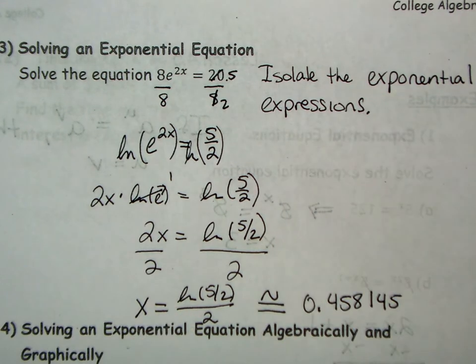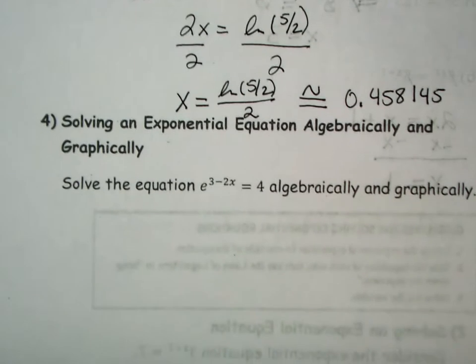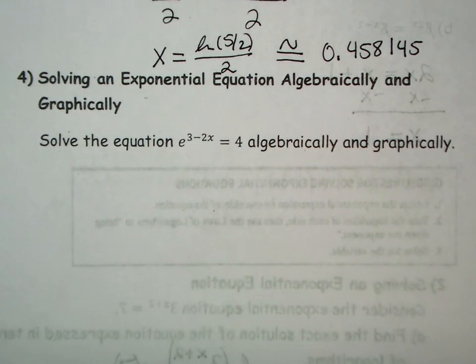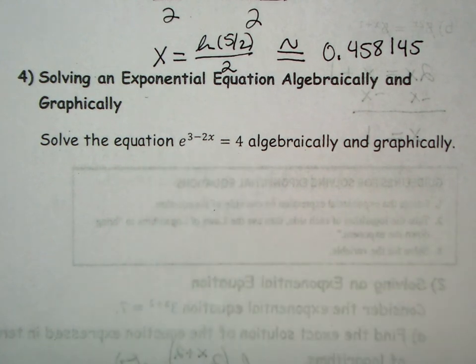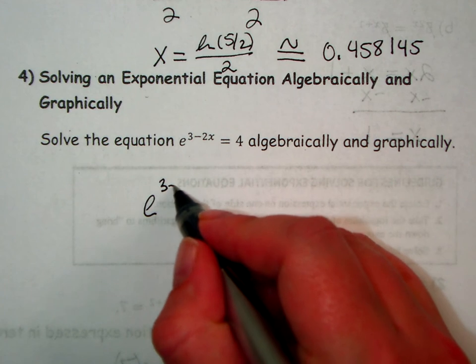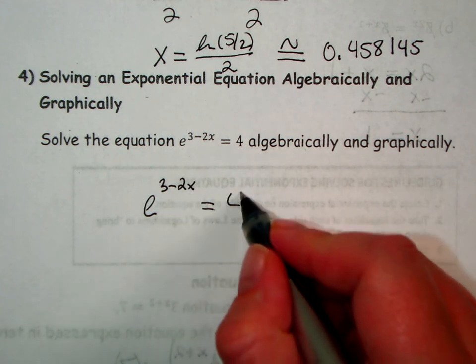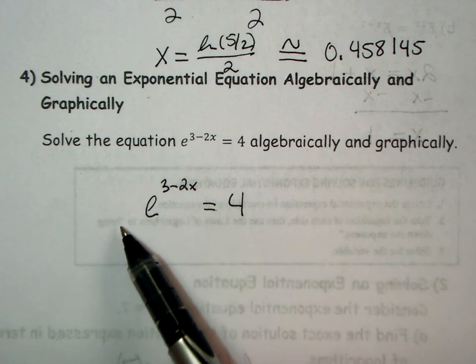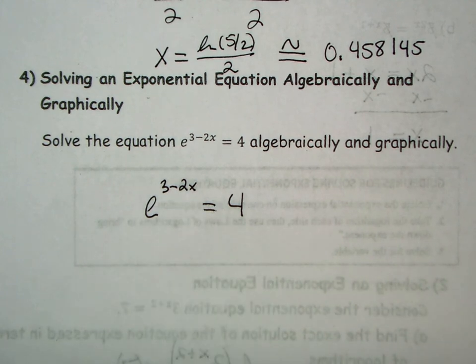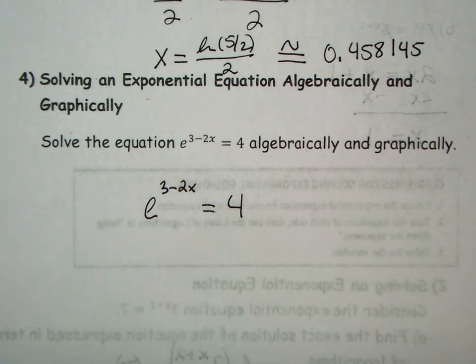Okay. All right, so on the next one it says solve the exponential equation algebraically and graphically. I'll briefly show you the graphical way, but I really want you to focus on solving it the algebraic way. Okay, so we have e to the 3 minus 2x equals 4. So in this equation, the exponential expression is here, e to the 3 minus 2x. There's no constant out in front, so it is already by itself. Okay, so we're ready to get this x down on the main line where we can solve for it.